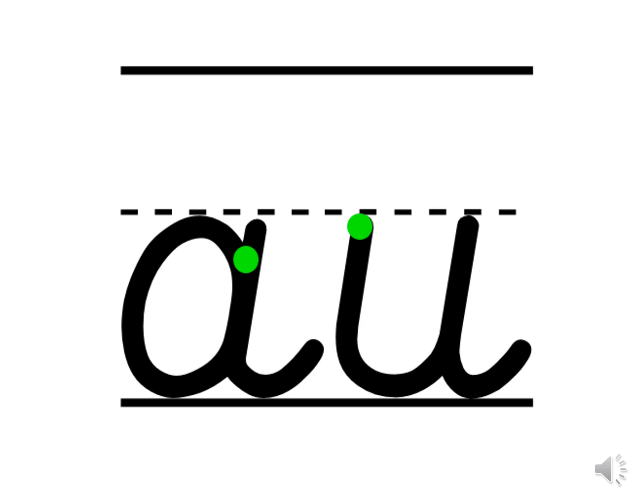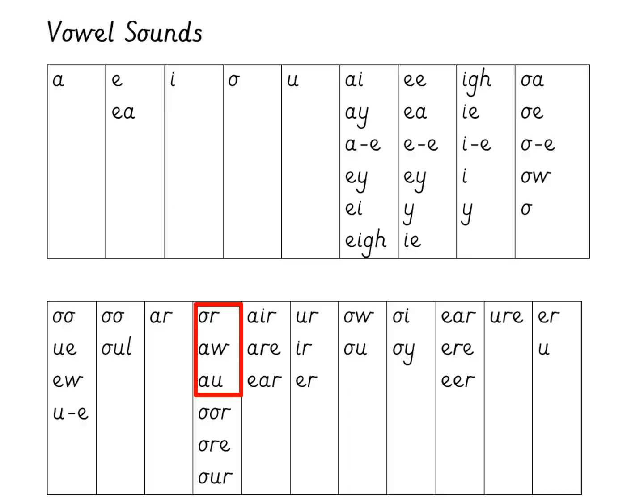I wonder, can you think of any other ways that we could write the AW sound? A different grapheme representation of the phoneme AW? Write down your ideas, pause the video, and click play once you've thought of some. Wow, there are lots of ways of writing the phoneme AW. Did you think of any of the ones in the red box?